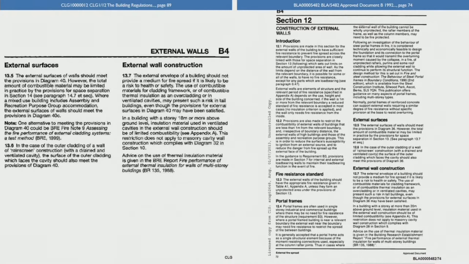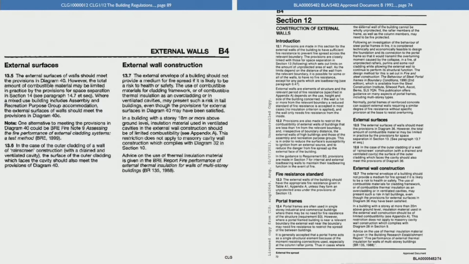Now, what we have on the left-hand side is the previous edition, which is the 1992 approved document B. And on the right-hand side, what has become Section 12 in the 2000 edition. And you can see there that the requirements for external surfaces in both versions are that the external walls of a building over a certain height should meet the provisions of diagram 40. You see that? Yes. There's 12.5 in the 1992 edition on the right-hand side, and 13.5 in the 2000 edition.